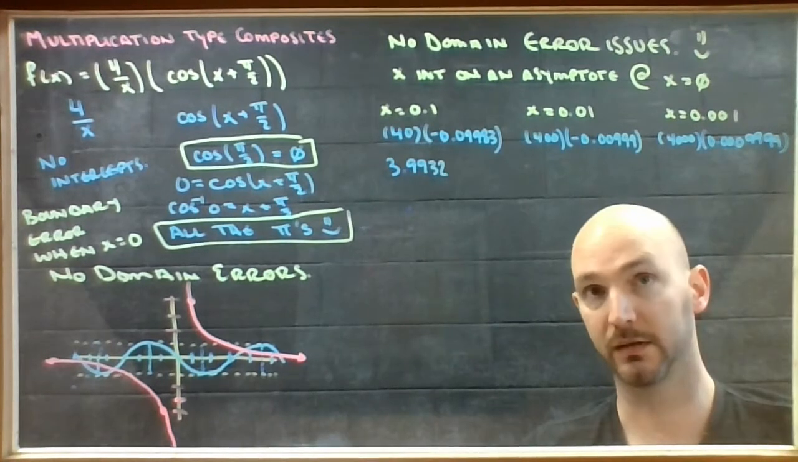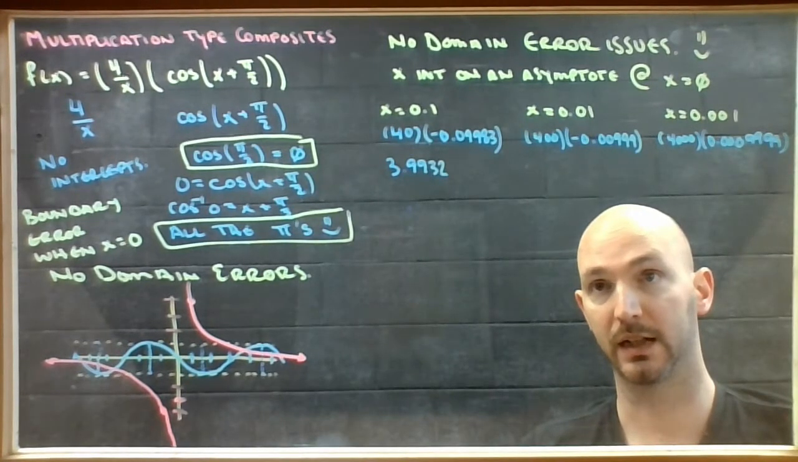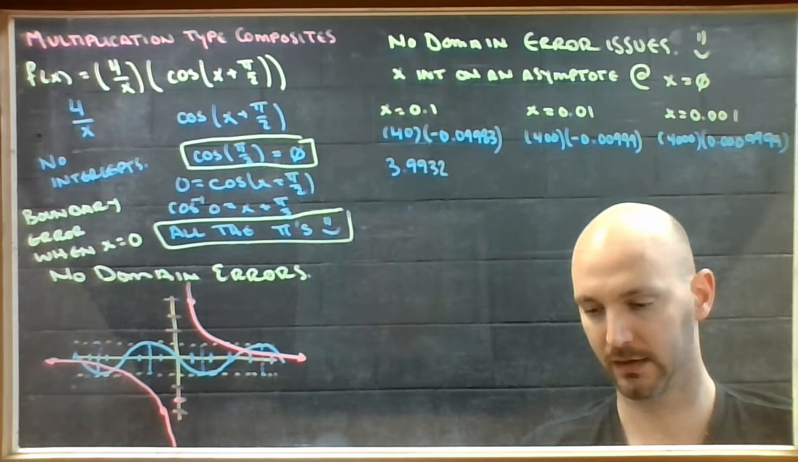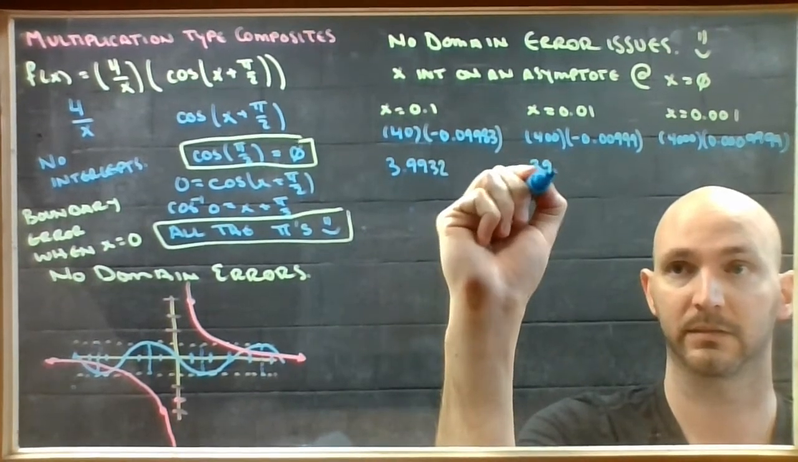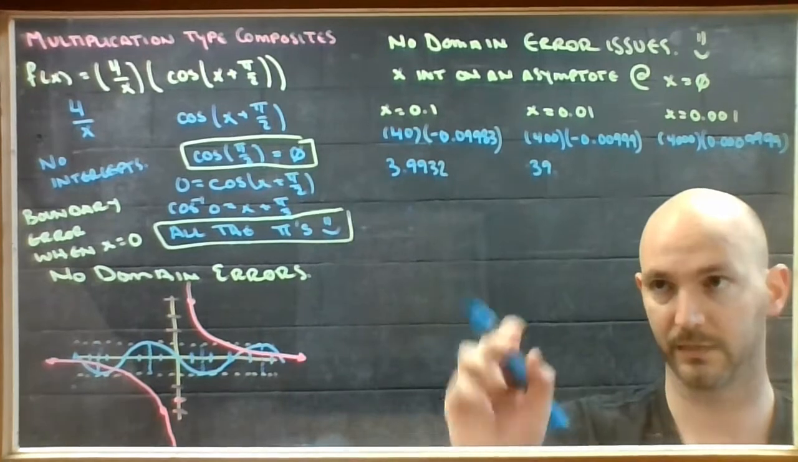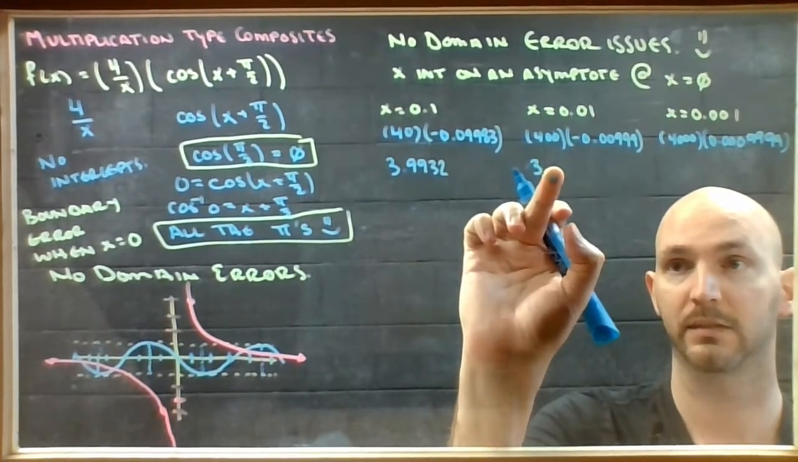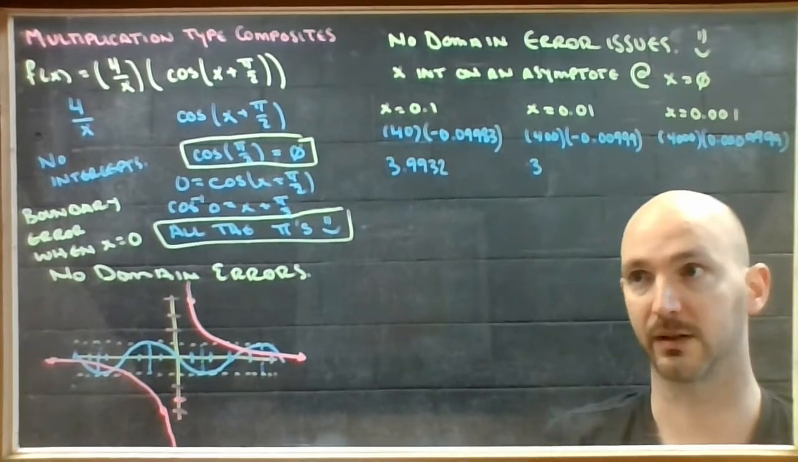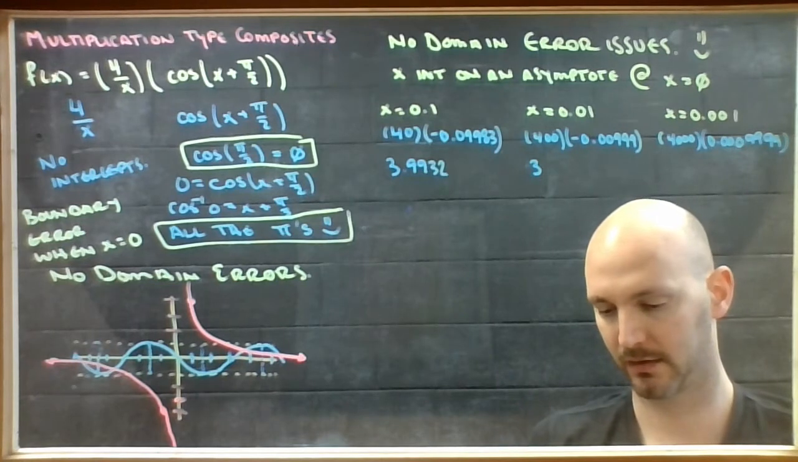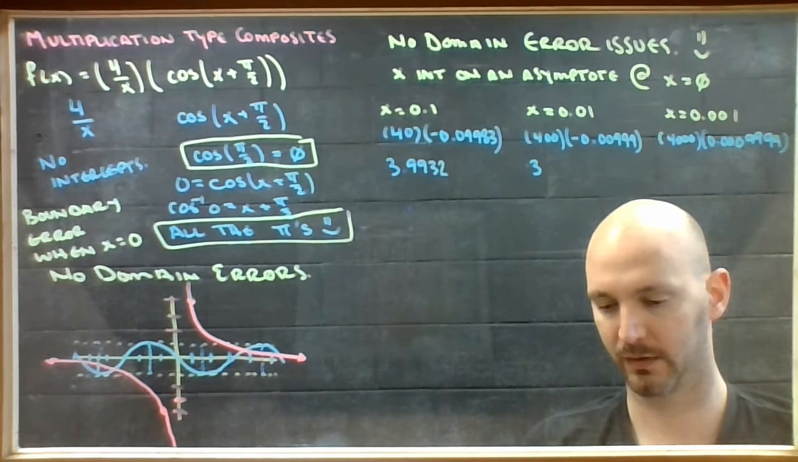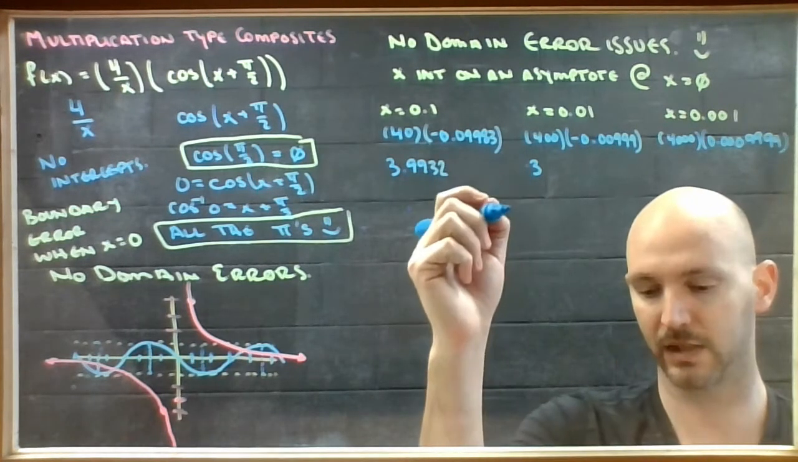Here, 400 times 0.0999 gives me 39.96. Oop, 3.96. Hold on, I need to get the exact value of this. 0.01 plus pi over 2, cosine, times 400 equals negative 3.99993.